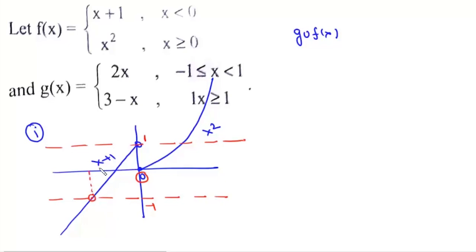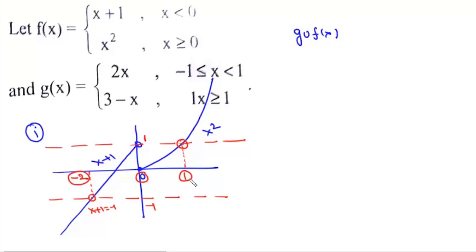Now this point is where the graph of x plus 1 intersects this line y = -1. So x plus 1 equals -1, so this point is -2. And we also have another point of intersection, where the graph of x square intersects y equals 1. So if x square equals 1, this point is also 1. So here we have three critical points, -2, 0 and 1.